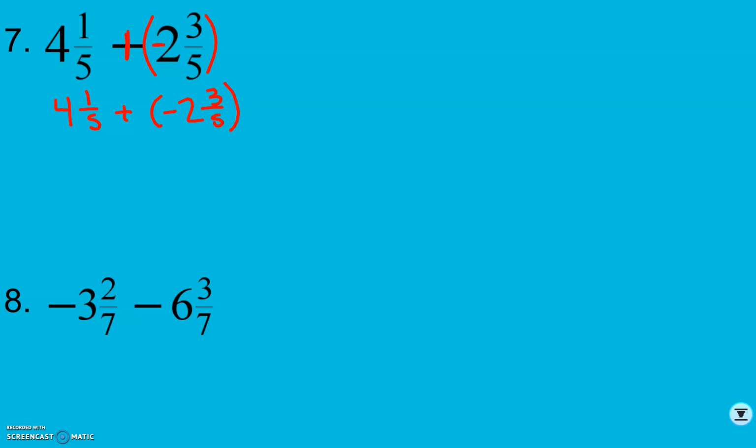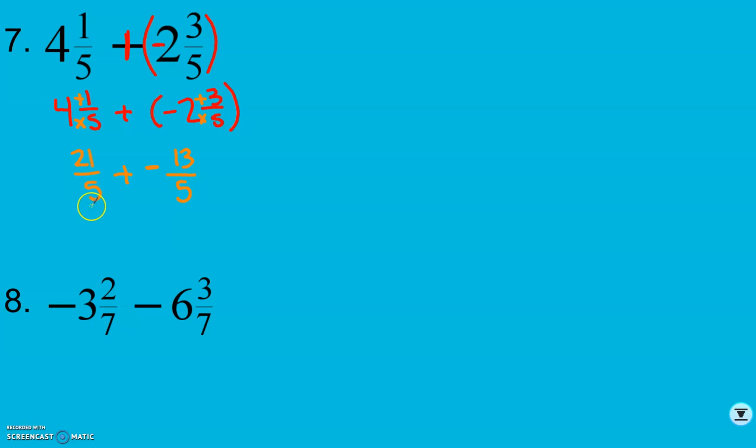I'm going to go ahead and switch these to improper fractions from mixed numbers. So I take denominator times whole number plus numerator. 4 times 5, 20, plus 1, 21 over 5. Plus, the negative just stays, and I only worry about my number parts here. 5 times 2 plus 3, 13 over 5.